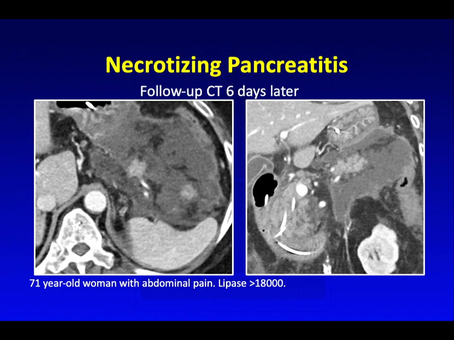So in this example here, again, you see that the pancreatic head and the proximal body is enhancing normally, but portions of the pancreatic tail is just not enhancing, and you have very heterogeneous collection within the peripancreatic soft tissues.